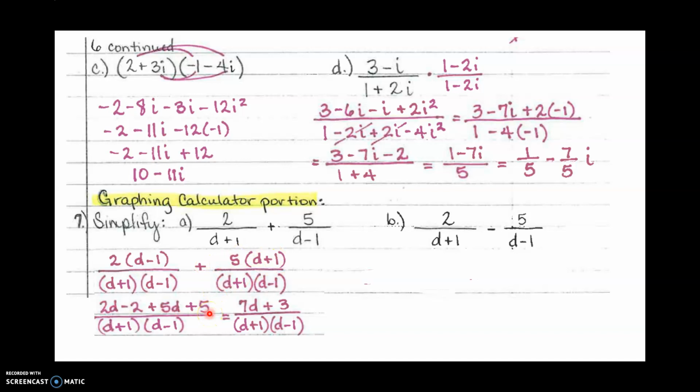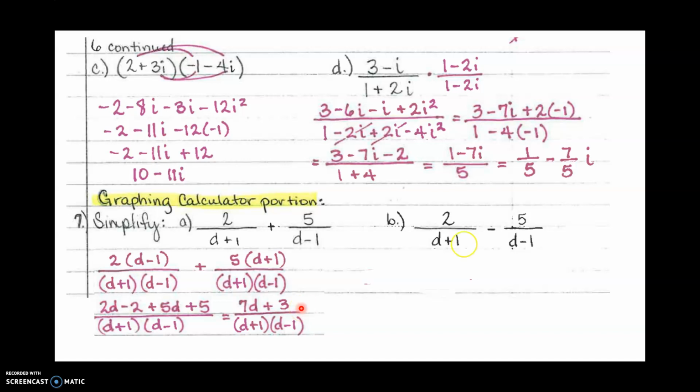So combine any like terms we can. 2d and 5d would give us 7d. And negative 2 and positive 5 would give us positive 3. And we can just leave that denominator factored out. If there's anything that I could factor in my numerator, I would want to do that and just make sure there was nothing that I could factor and cancel.